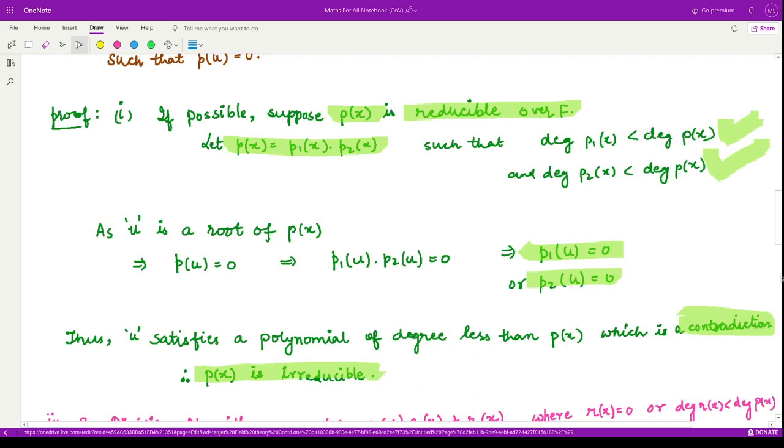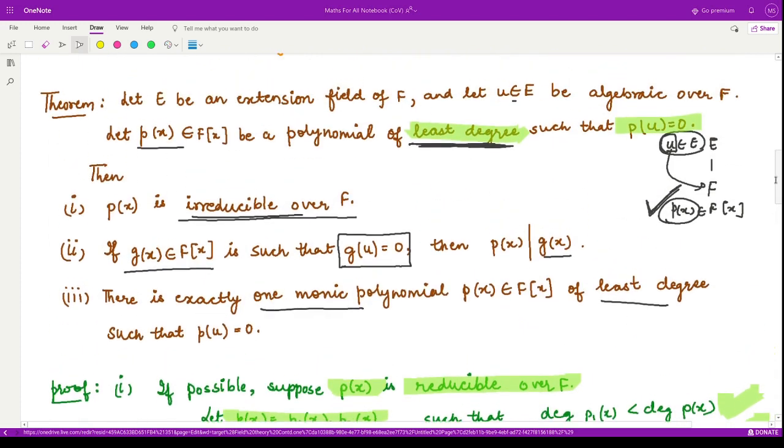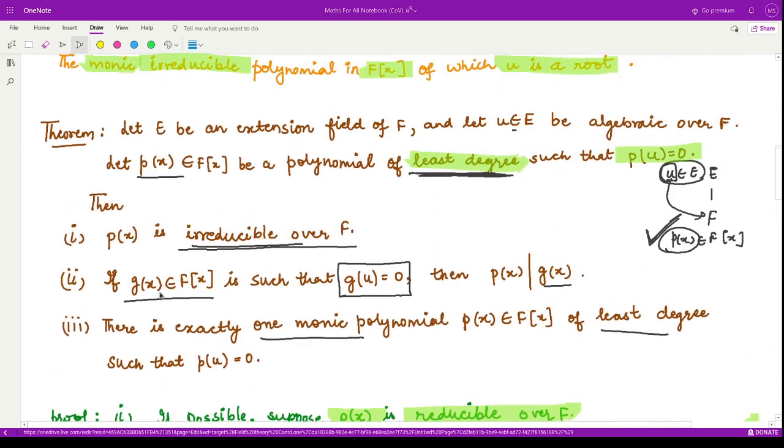This was a quite simple proof. So let us now move on to the second part. The second part says that if you find some other polynomial g(x) such that it is also satisfied by u, then our minimal polynomial p(x) should divide this other polynomial g(x).